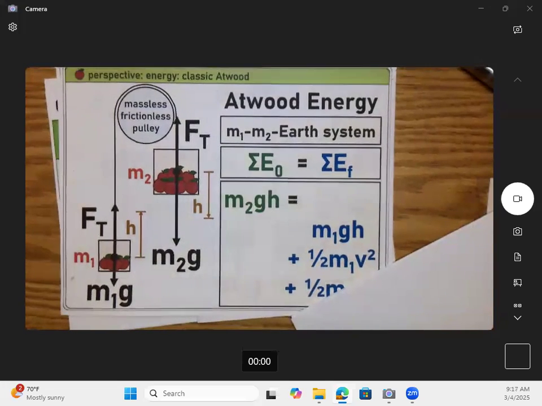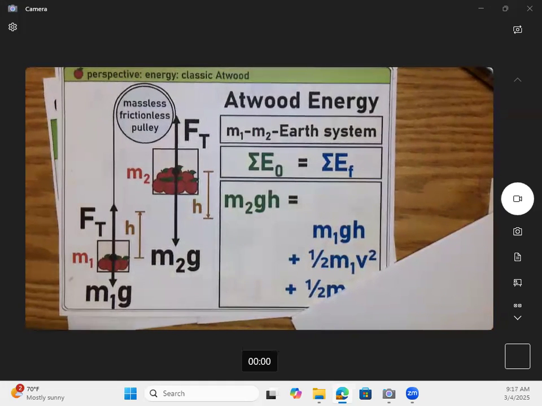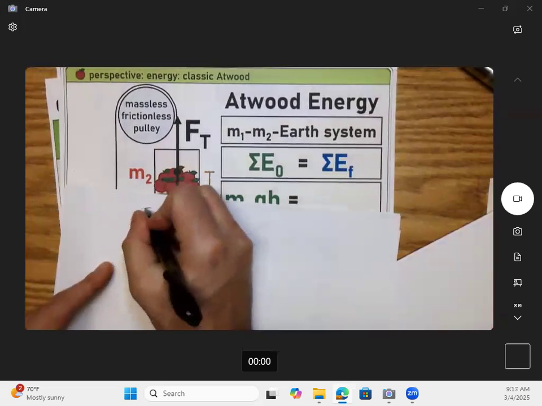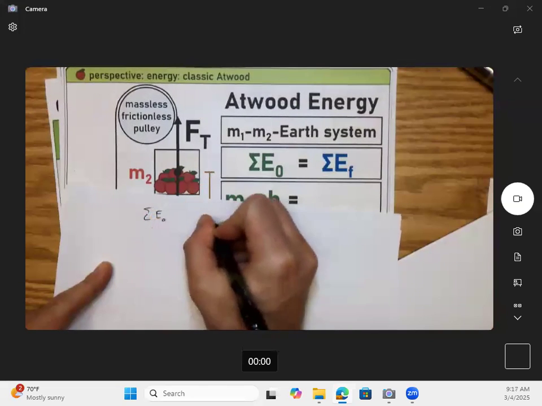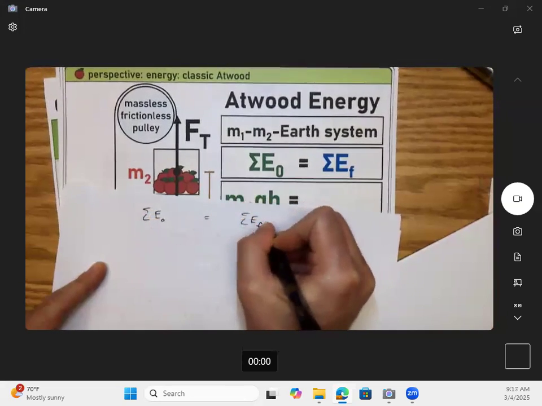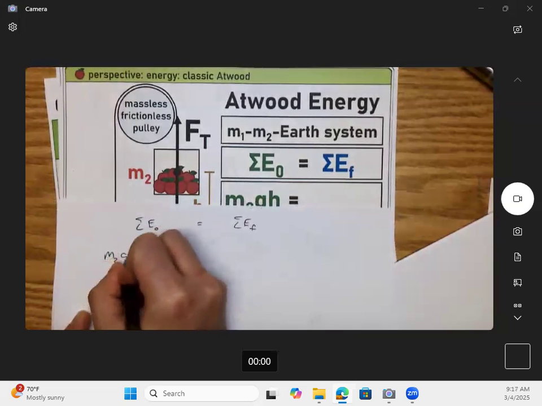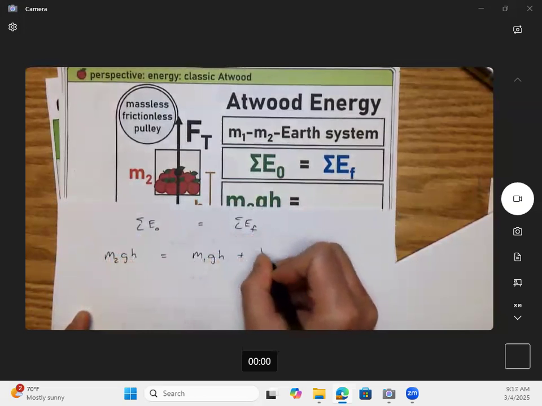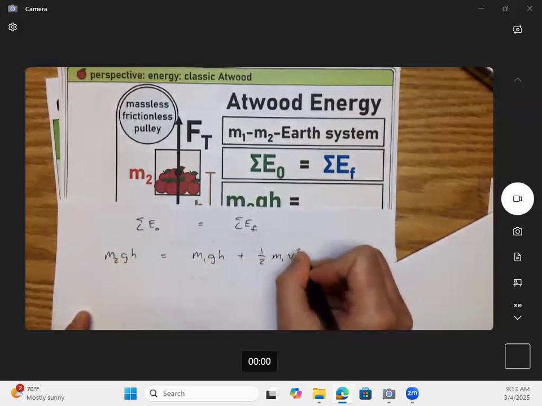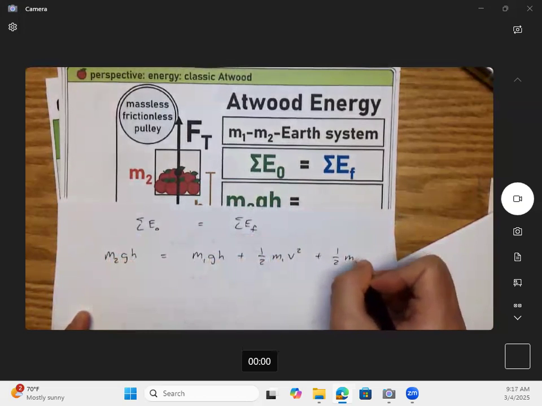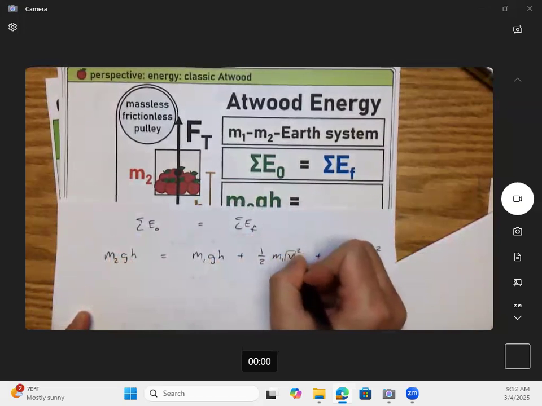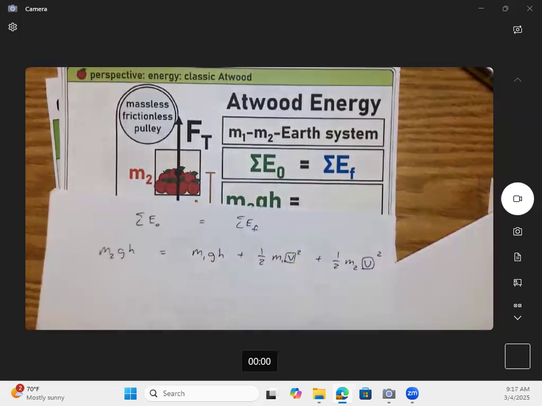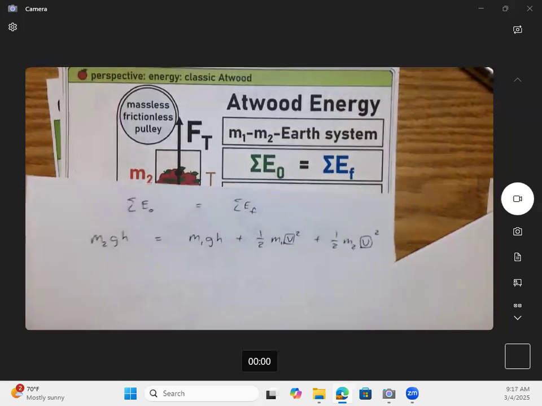Now let's do the energy approach and see if we're going to get the same thing. So I've got sum of energy initial equals sum of energy final. This M2GH turns into M1GH plus 1/2 M1V squared plus 1/2 M2V squared. So let's say we're solving for this V and we know all the other numbers and it matches the same scenario we got.